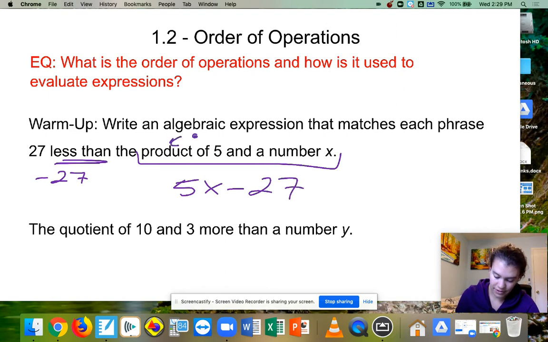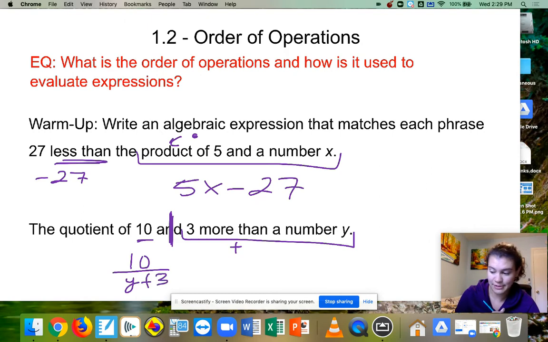Reminder, product is multiplication. So then move to the quotient of 10, and that's where our division comes from, 3 more than a number y. So more than would be plus. So you want 10 divided by 3 more than y, or y plus 3.